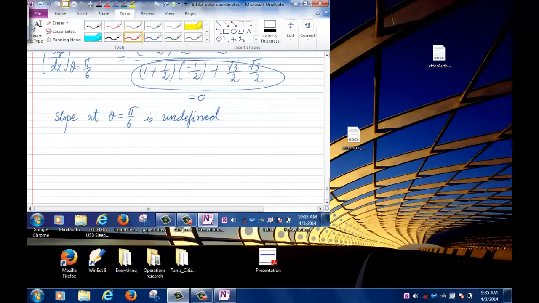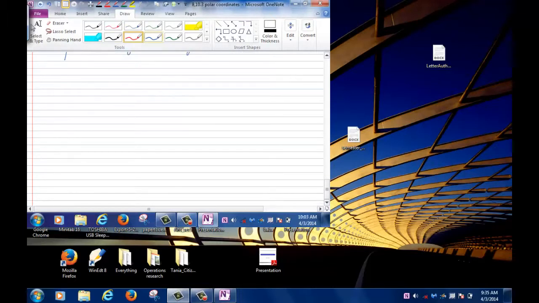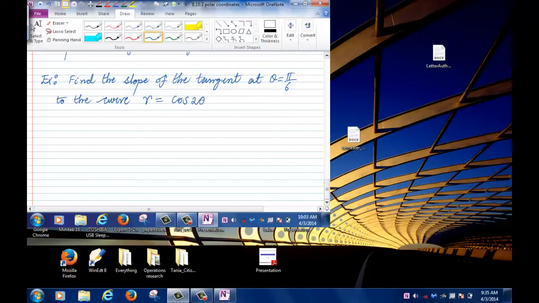Now let's do the same problem. So let's say again, find the slope of the tangent line at theta equals pi over 6, but this time to the curve r equals cosine 2 theta.